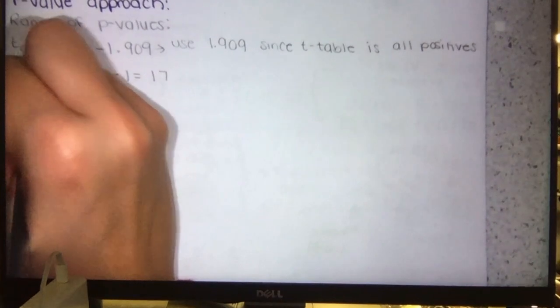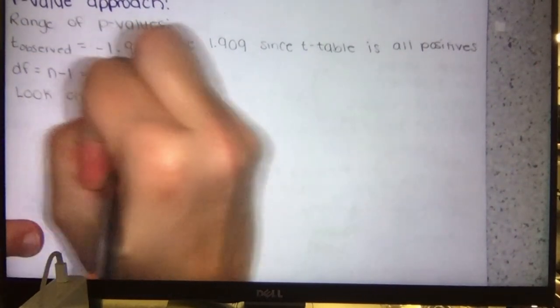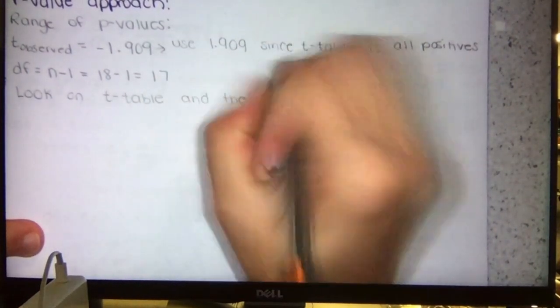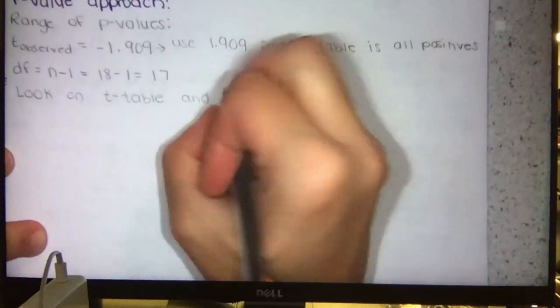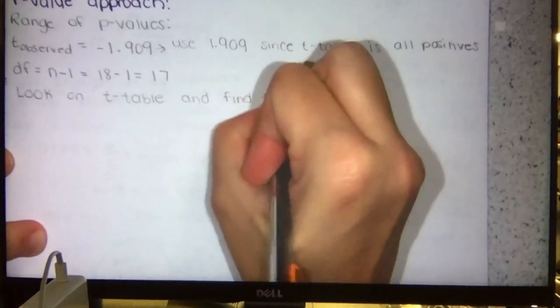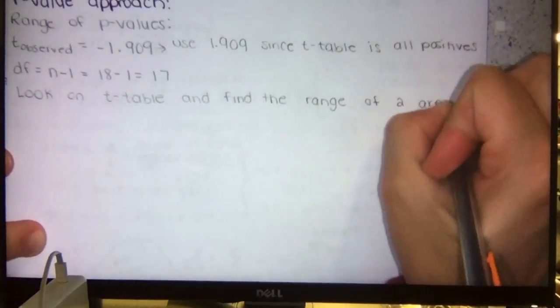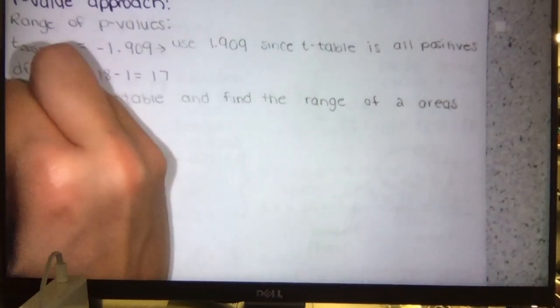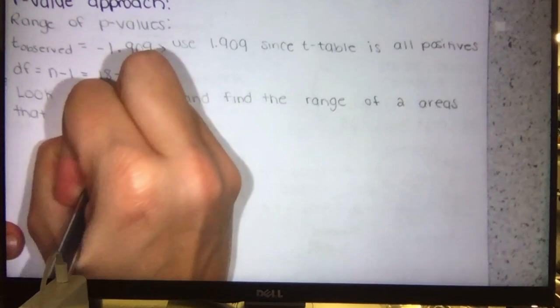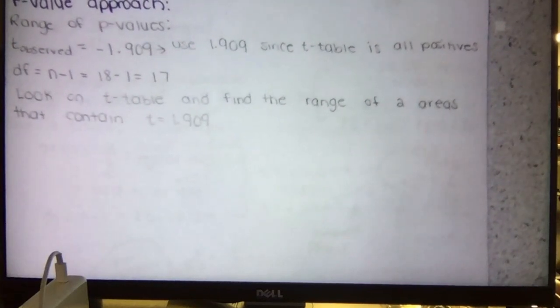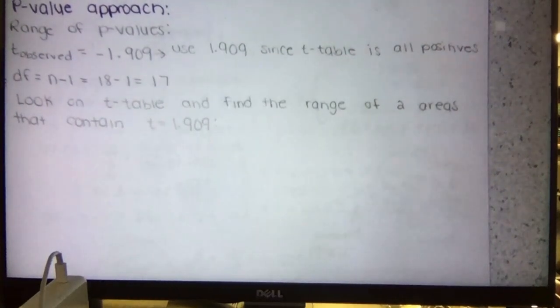And what we're going to do is look on our t table and find the range of two areas that contain t equals 1.909. I'll give you a second to write that, and I'm going to bring it up and show you.